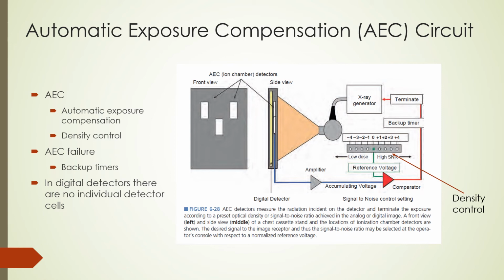The figure on this slide shows the AEC system. I want to draw your attention to the density control unit on the figure. This unit varies the dose by 10 to 20% depending on the manufacturer. It allows the user to select more dose or less dose as desired. Also, the user can select different sensor cells for different imaging tasks. In some cases, the AEC can fail. If this happens, a preset backup timer terminates the exposure. This safety feature ensures patients do not receive excessive dose.